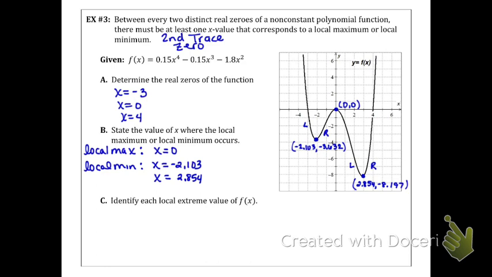C says identify each local extrema value of f of x. So the maximum occurs at y equals 0, and the minimums are going to occur at y equals negative 3.632 and at y equals negative 8.197.